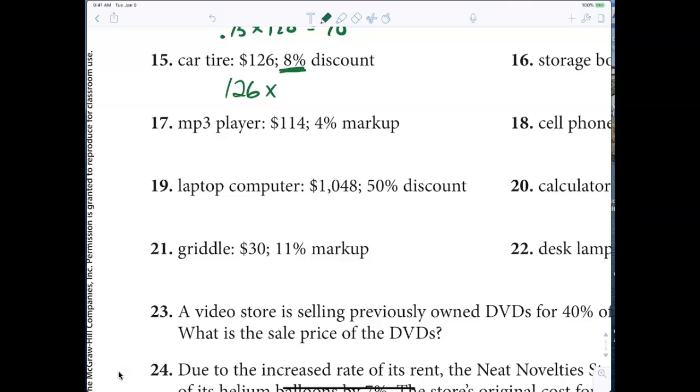I want to make it easy because you're smart. It's easy. If you lose 8%, you get to keep how much? That's right. That's all there is. So you're just taking 126 and multiplying it by what? Yes, 0.92. Now, come on. I don't want you to say that hesitantly. Do you understand that? 92% is the same as 0.92, right? Yeah. So now, tell me what your car tire is going to cost.